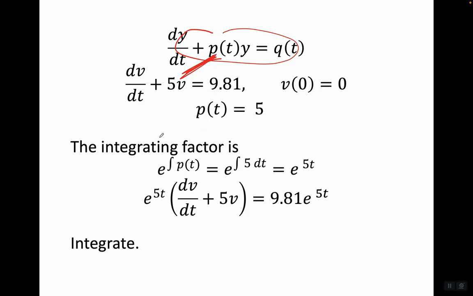So the integrating factor is e to the integral P of t. That is, in other words, e to the 5 dt, which is just e to the 5t. So multiply both sides by that. So we take this equation, we multiply both sides by e to the 5t, and this is what we end up with. Now we integrate.